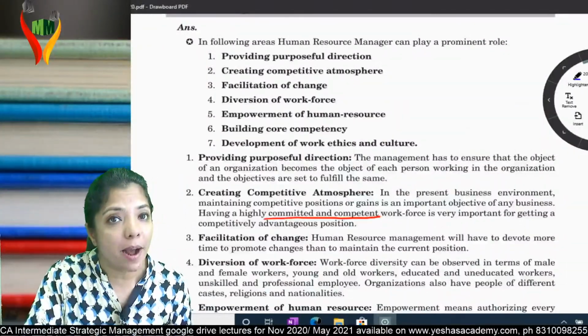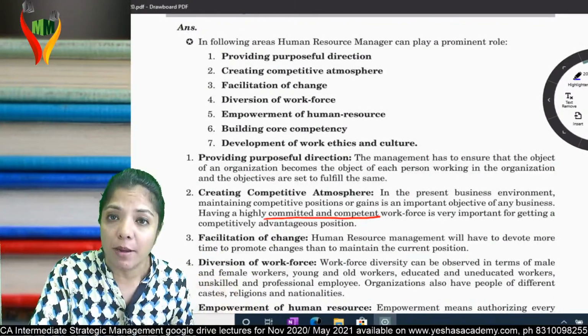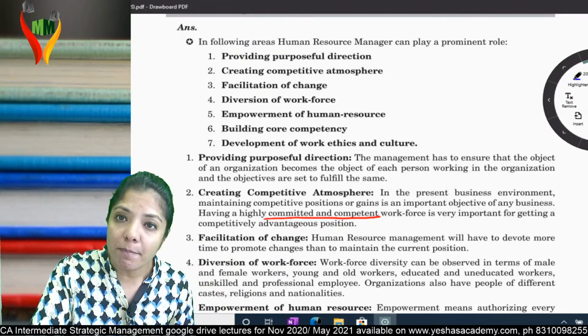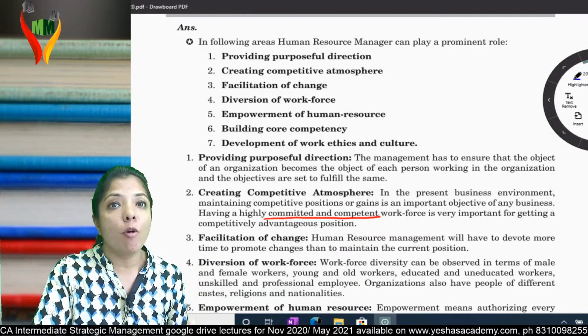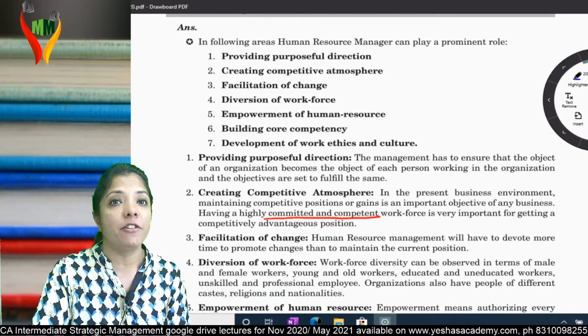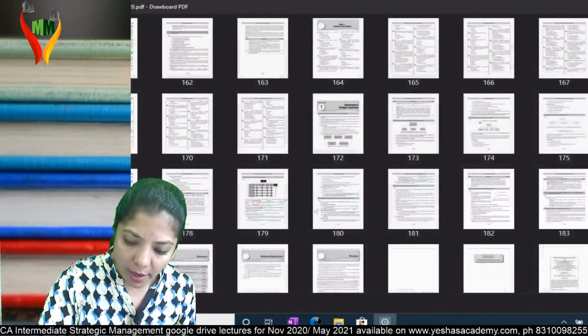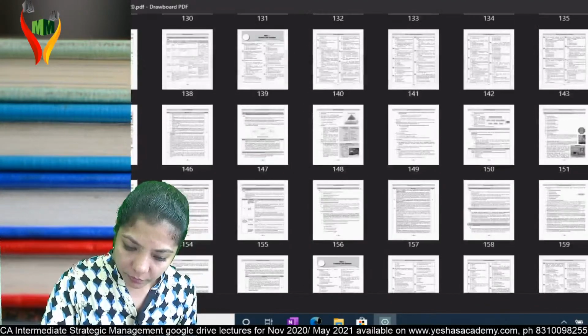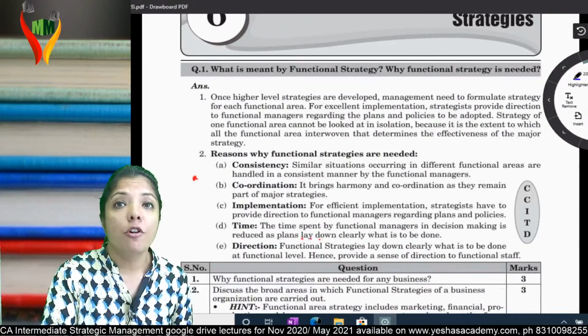Why do we have so many parts? Because in functional level you have many departments such as purchase department, production department, marketing department, finance department, HR department. So it's very important to formulate strategy for each and every department. Am I clear? So now let's come to question number 1. Question number 1 is, what do you mean by functional level strategy?